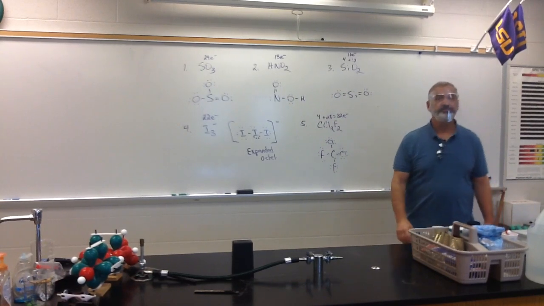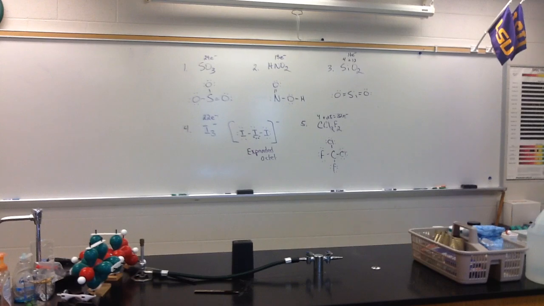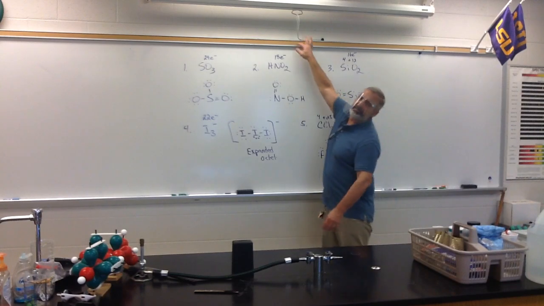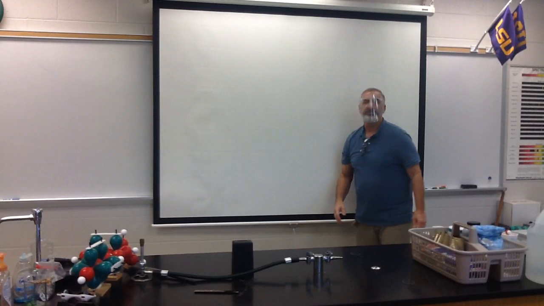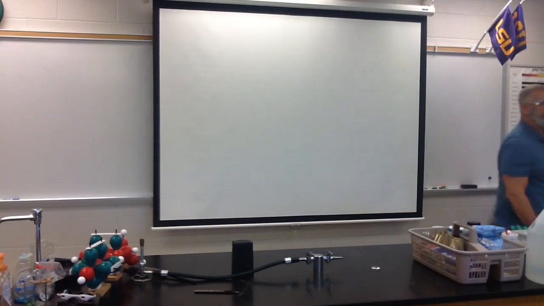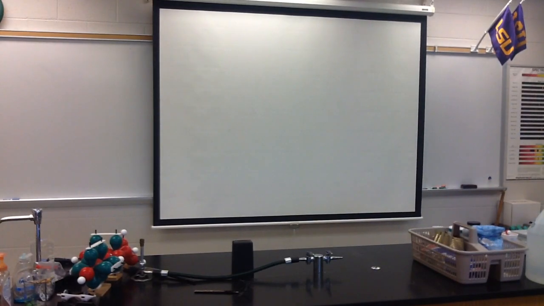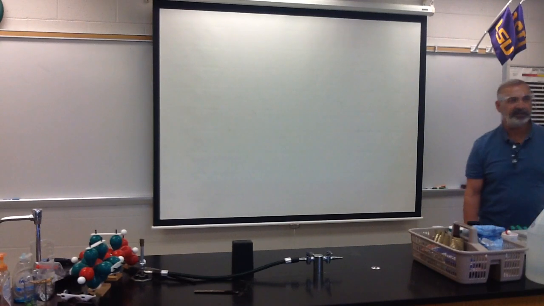Then I'm going to throw you a curveball. Now, I have all of the information. I have bond angles and shapes on this answer sheet. All you have to worry about right now is the Lewis dot structure. I don't even really want you to copy the other stuff down because I need you to figure that out later this week.